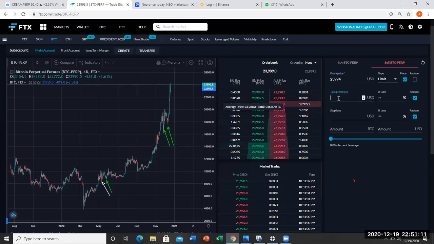For my take profit, after I've taken the trade, now I want to take profits. If I'm taking profit, it means I'm reducing my position, is it not? That's why I'm having reduced here, because I want to take profits. Stop loss is also a reduced order because I want to reduce my position. Are you getting it?